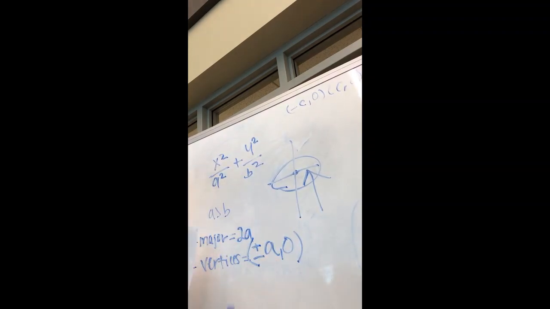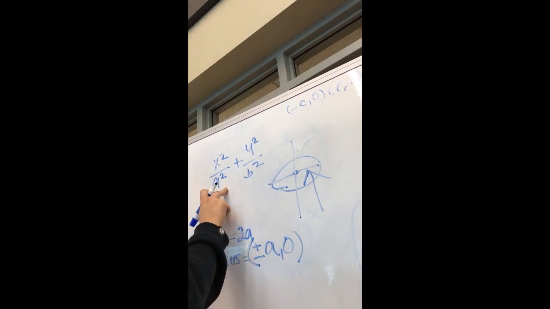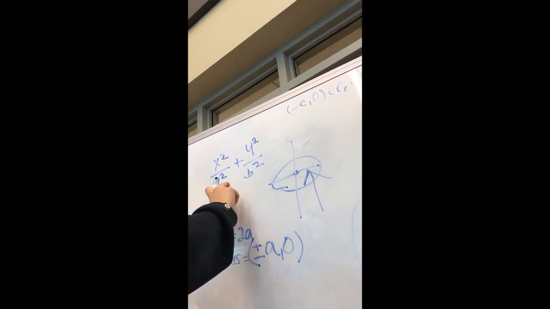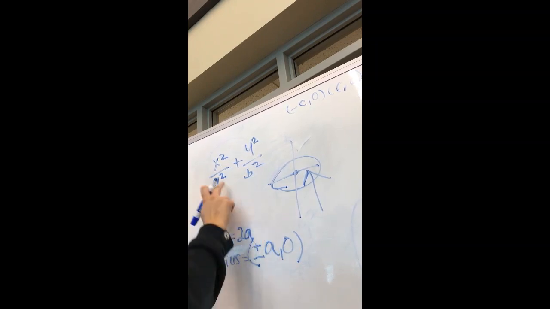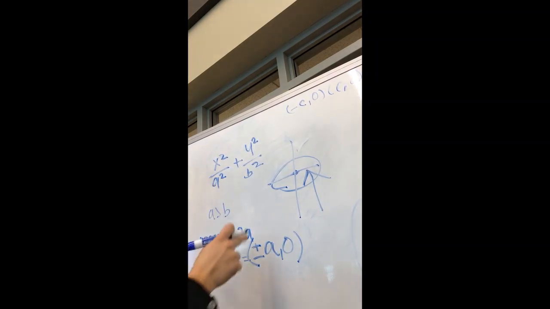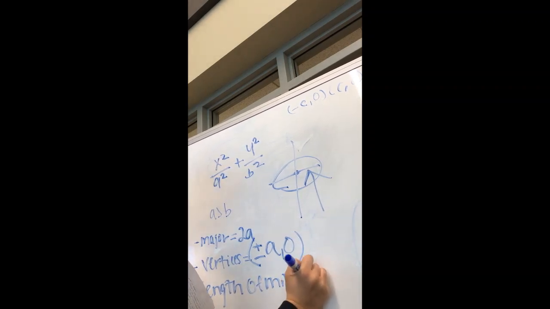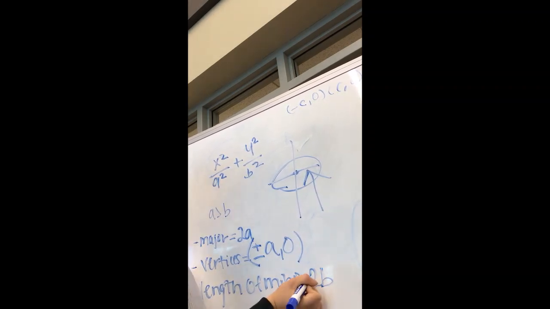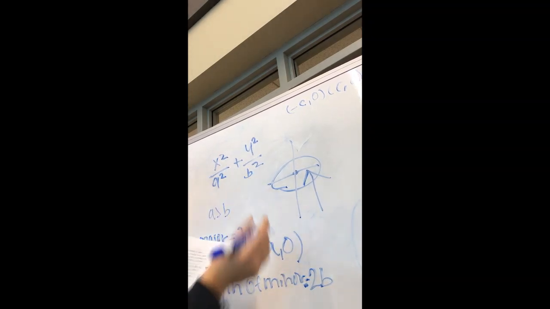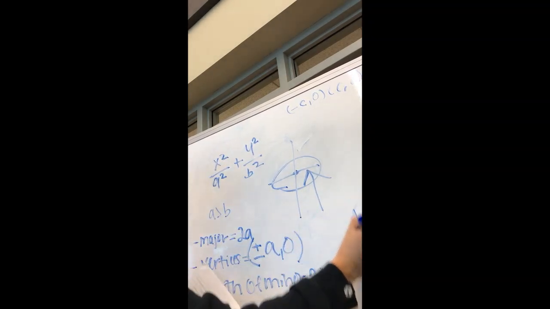So as you see, a is a huge part here. Usually if they give you the equation, you're just going to plug all this in in order to graph it. And the length of the minor, I don't know if we'll ever need to know that. Length of the minor is 2 times b. That's just 2 times that. So basically, we're talking about graphing.